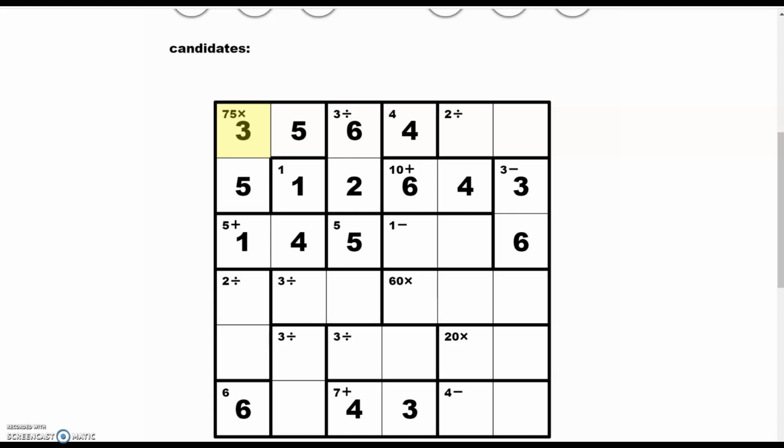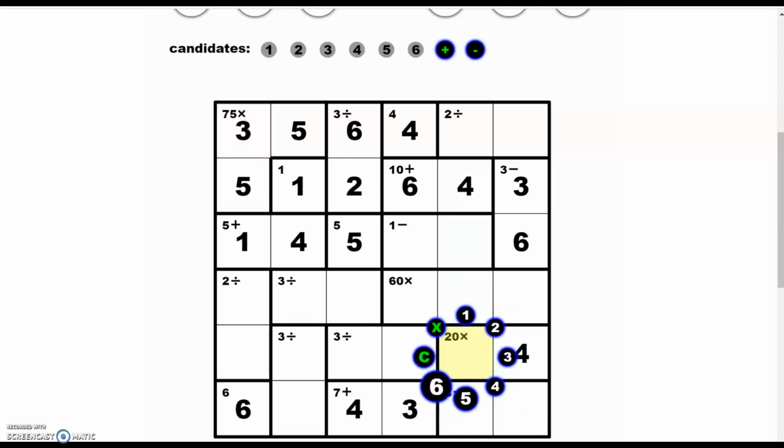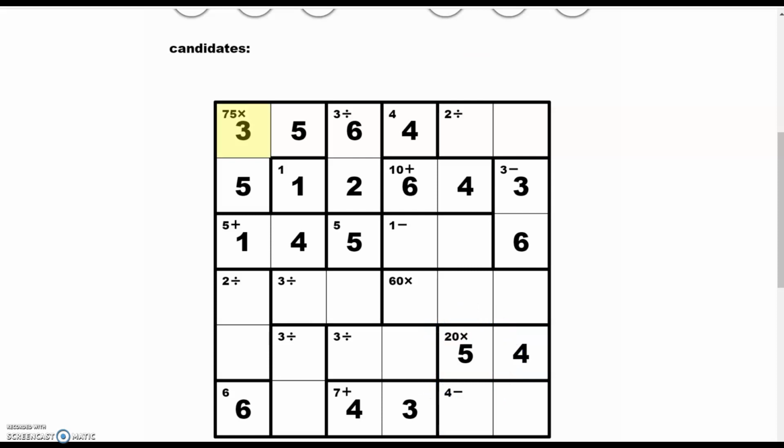So now think a little bit. 5 has to be in 20 because it can't be 10 times 2. There's no 10s. So it's 5 times 4. This 4 prevents this from being a 4. So this is 4, and this is 5.